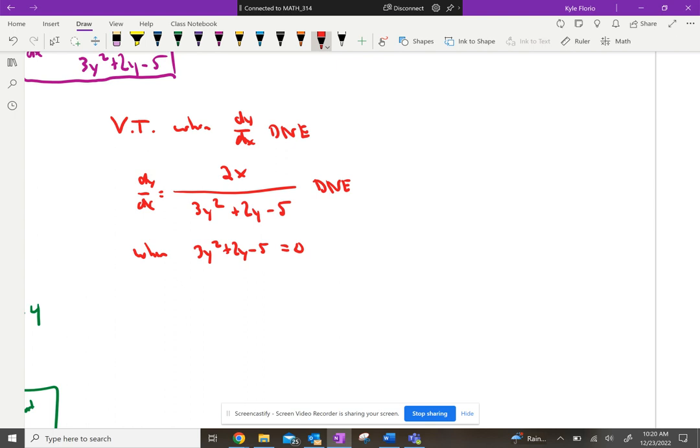Does anyone have quad form? Trevor. You know I got one for. Can you do the quadratic formula here? This one doesn't factor nicely.